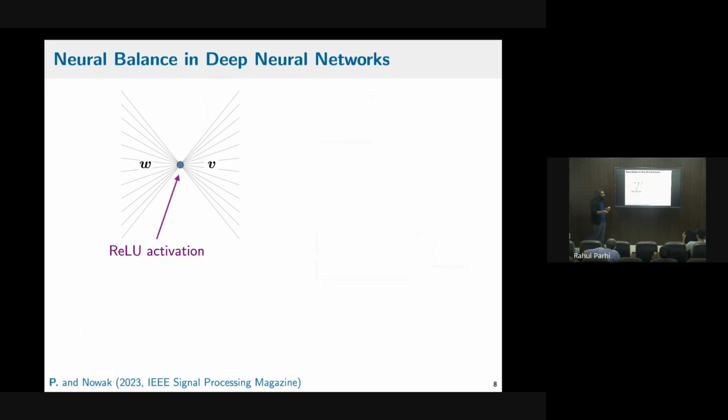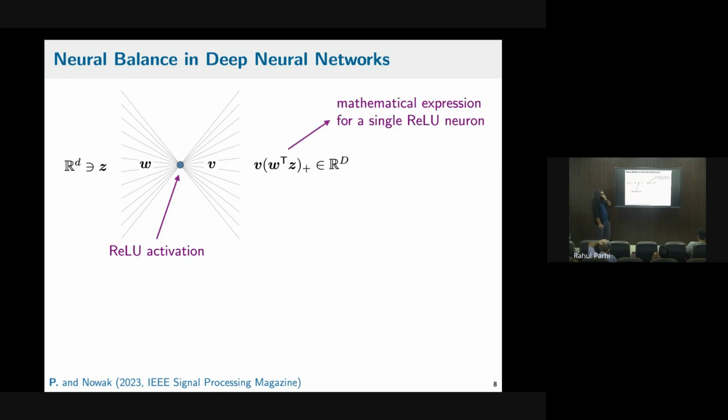So what does this neuron actually do? Well, it has some input, Z. And if I put it through this neuron, this is what's going to happen. I'm going to take Z, I'm going to weight it by W, and then I'll take the positive part. So that's just the ReLU activation function. And then I'll multiply that by the output weight vector V. So this is just the mathematical expression for a single ReLU neuron.